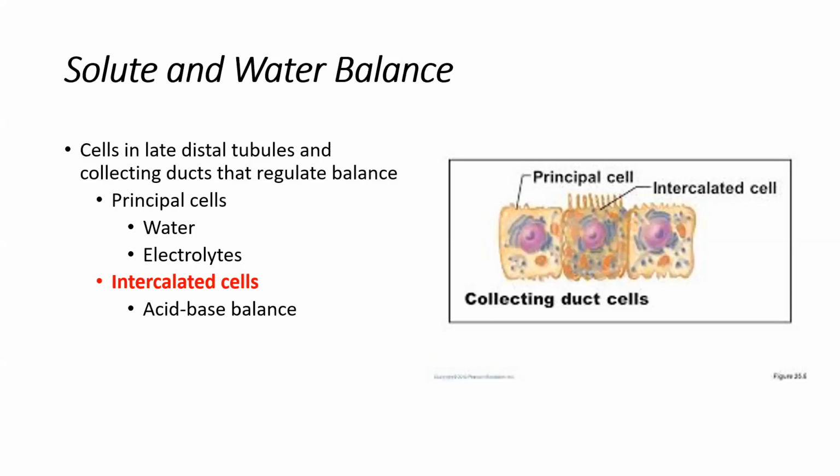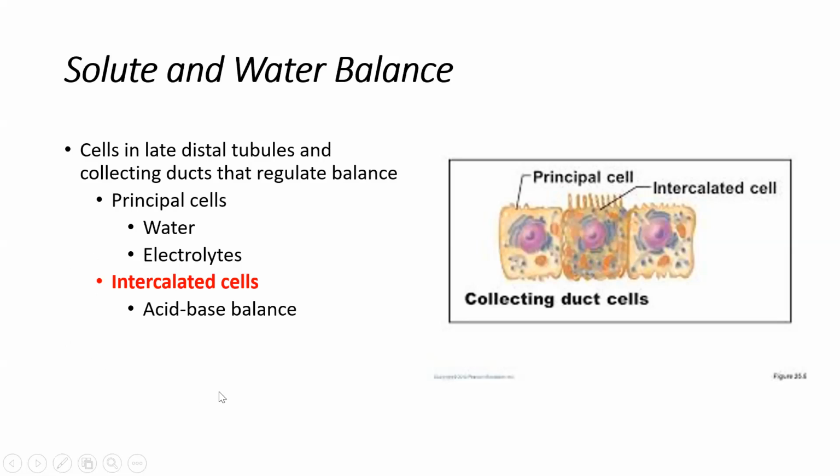So remember, thinking about that barrier for reabsorption or secretion, water moving across that barrier is regulated by the principal cells. And then the regulation of solutes as well. So electrolytes, sodium, potassium, chloride, are also regulated through these principal cells. And then the intercalated cells are more involved with acid-base balance. So basically the secretion of hydrogen ions is really where the intercalated cells come in.